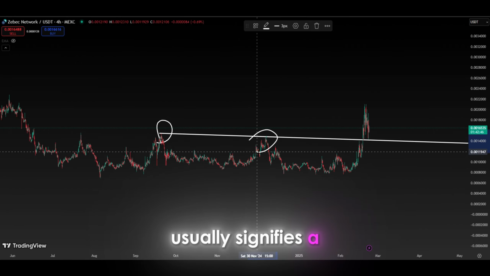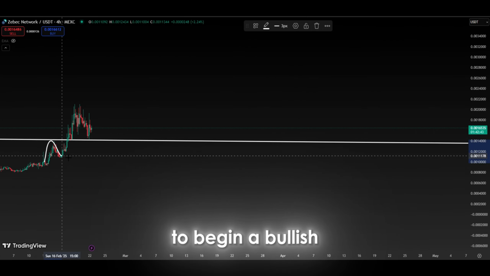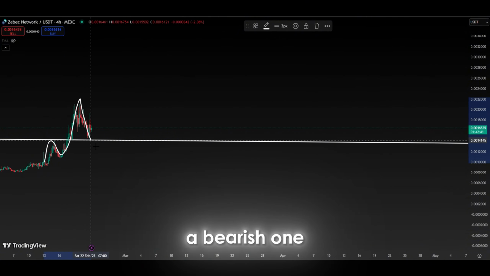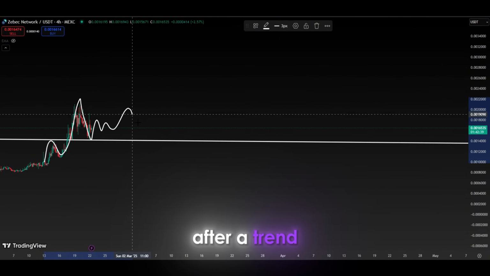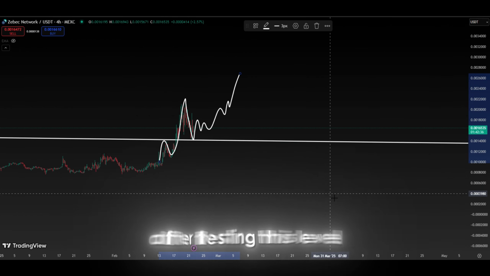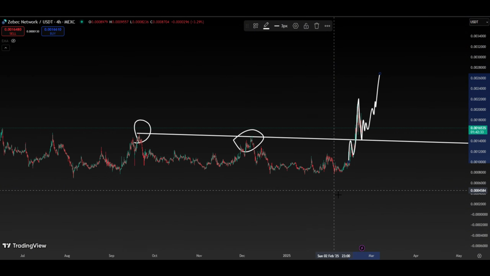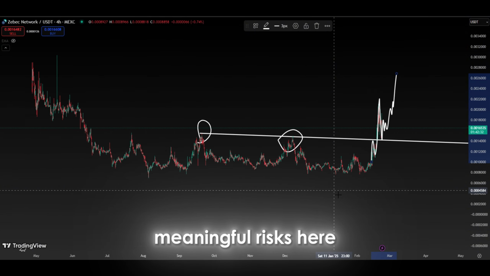A downtrend break usually signifies a change of direction in the market, with the potential for the price to begin a bullish move instead of a bearish one. However, a retest after a trend break is important to confirm the breakout. If the price starts to move up again after testing this level, it can often be a sign that a bull market has begun. It may make sense to take meaningful risks here.